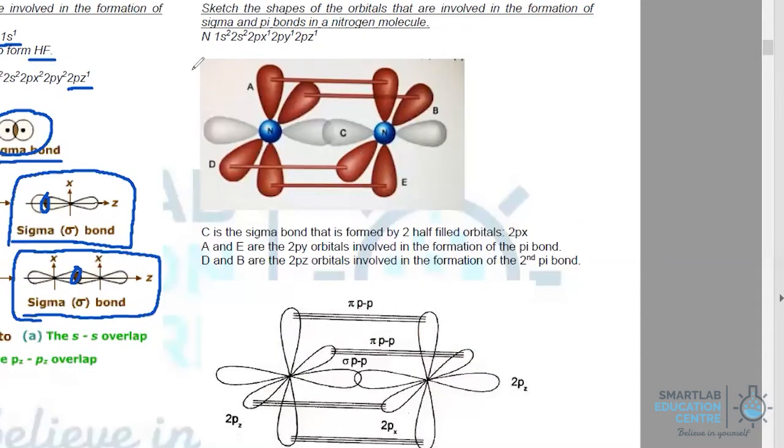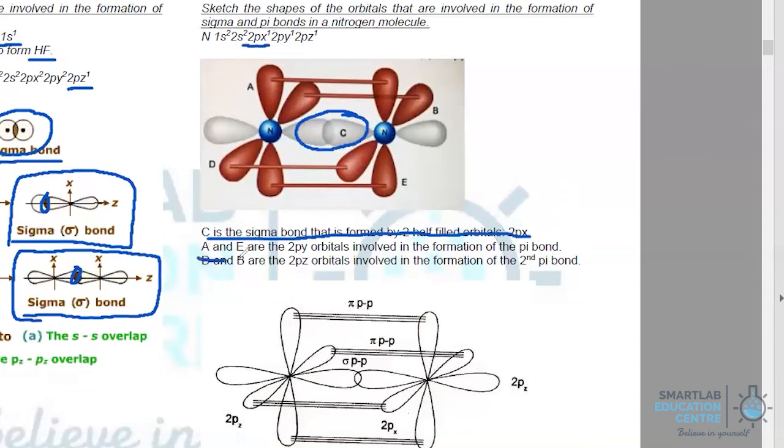The next example we look at is nitrogen. Nitrogen forms three covalent bonds. The first bond that is formed is between px1 and px1. That is the sigma bond. So indicated in the diagram, C here is the sigma bond that's formed between the two half-filled 2px orbitals.